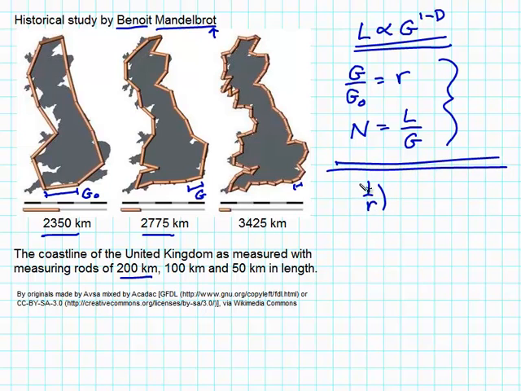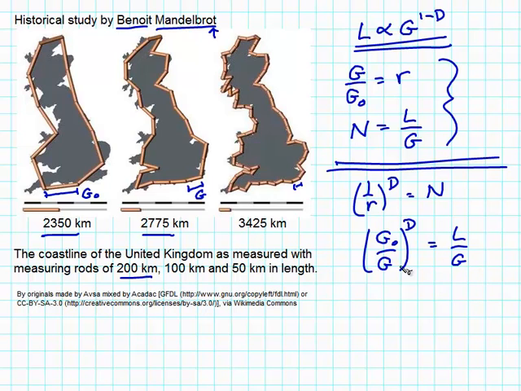1 over r to the d dimension gives us n. Okay, let's make these substitutions and see where we can come up with this proportionality. By the way, notice that a proportionality is the same as an equality if I say L is equal to some constant times g to the 1 minus d here. Okay, let's make these substitutions. So if n is equal to L over g, let's write that here. So we have L over g in place of n. And r is g over g naught. So if I take 1 over r, it's going to be g naught over g. And so that's raised to the d power.